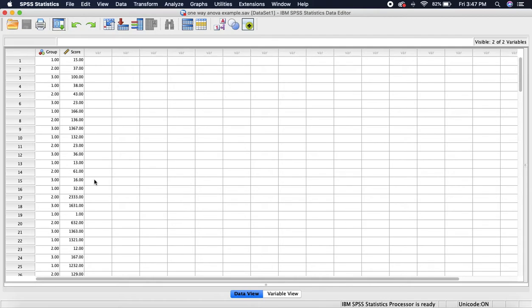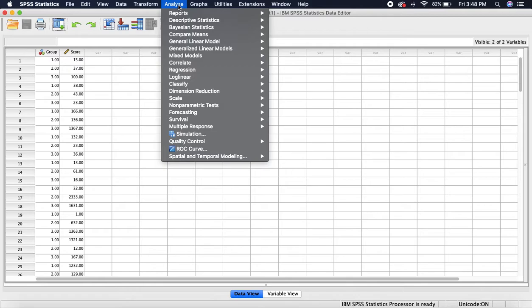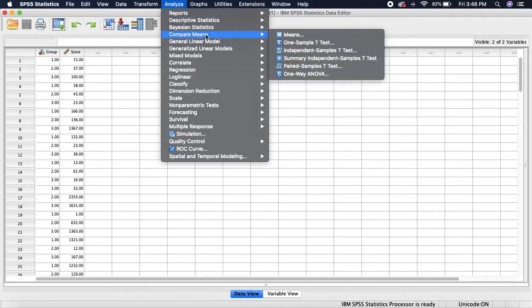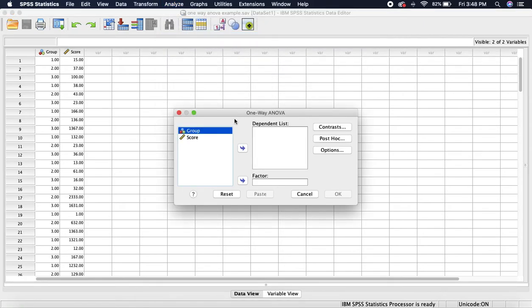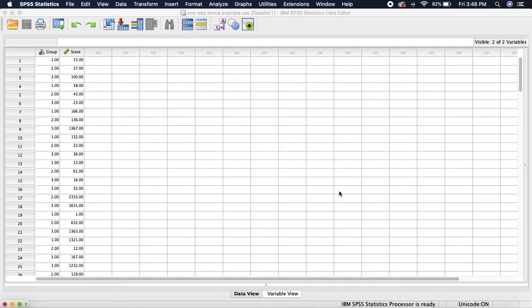So to test this hypothesis that there is a difference, I'm going to go up here to Analyze. I'm going to click Compare Means right here. Scroll all the way down to One Way ANOVA. And then in my dependent list, I'm going to put Score. That's the number of hamburgers each person eats per month. And then in Group, I'm going to put Factor. That's the shirt color. Then I'm going to go over here and click OK.